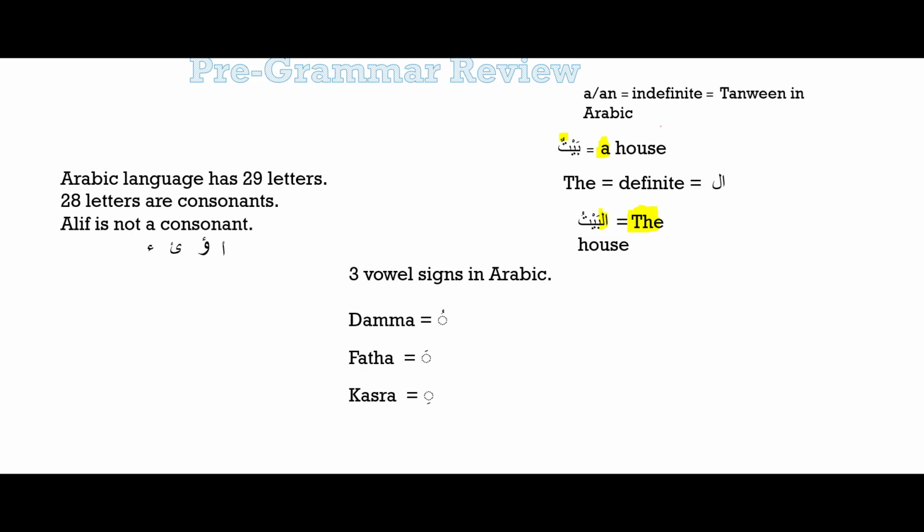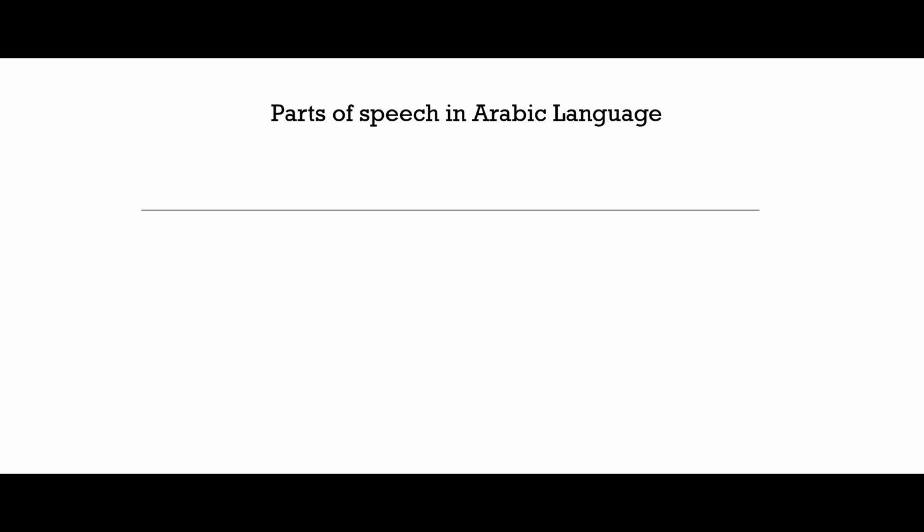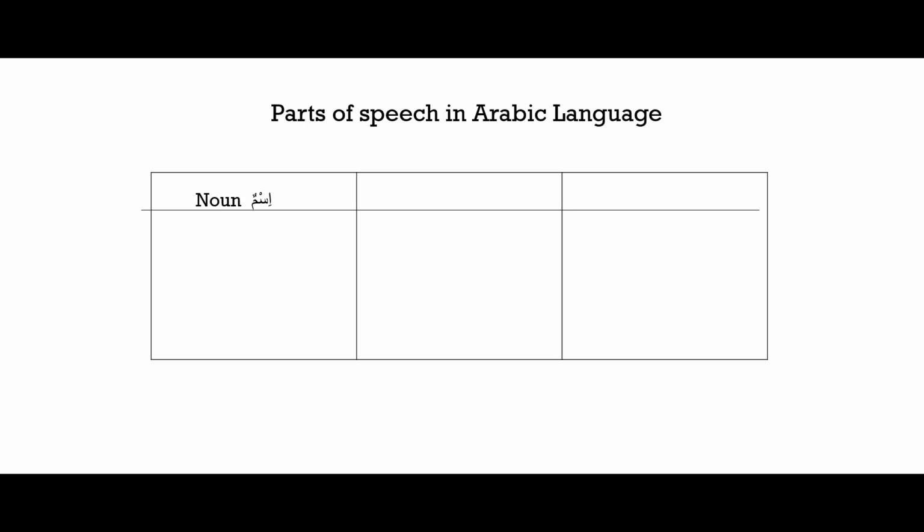And so let's proceed to the parts of speech in the Arabic language. As we know, in English we have 8 parts of speech, but in Arabic we just have 3 parts of speech. The first one is ism, noun. The Arabic term for noun is ism, and in ism we have these categories: nouns, pronouns, adjectives, adverbs, and interjections.